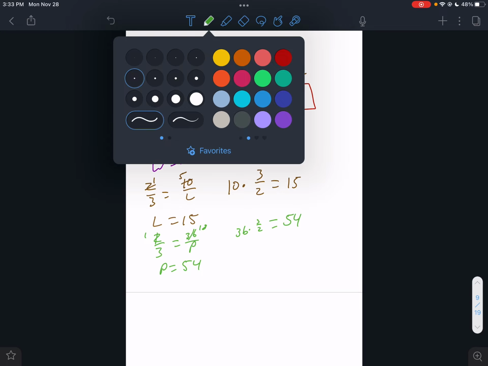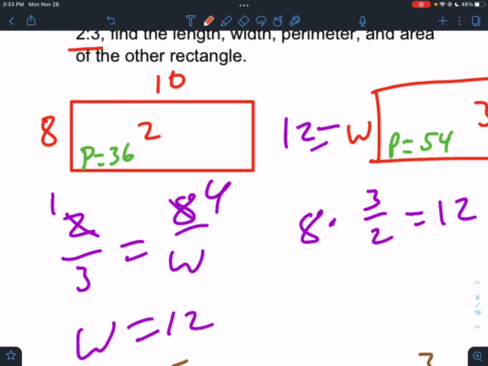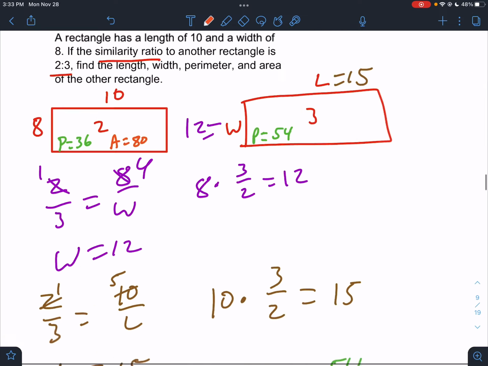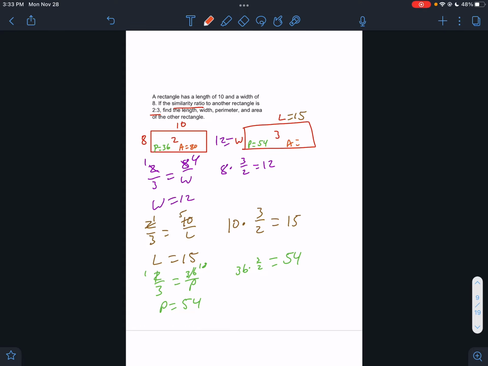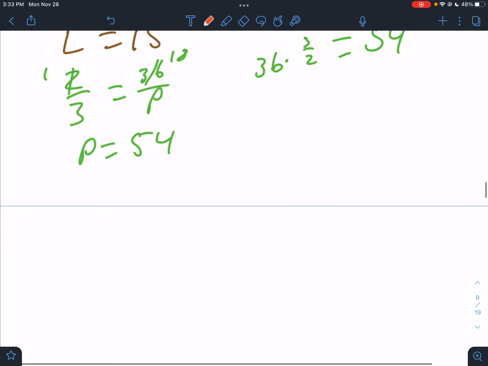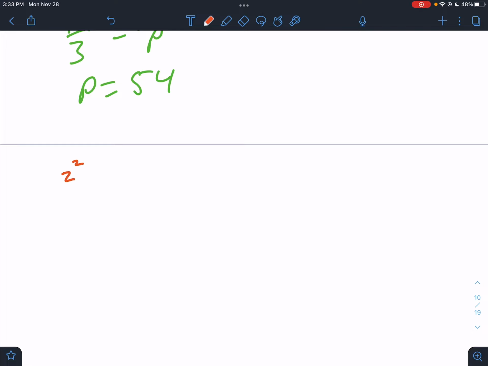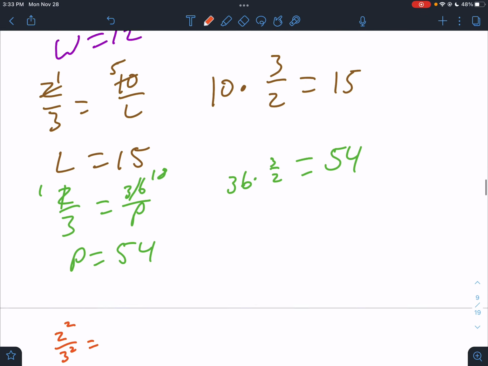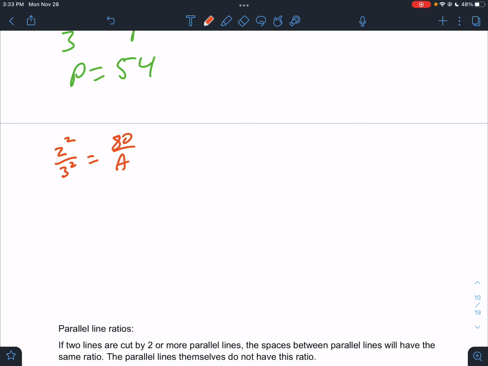All right. So now we're going to get a little bit messier. The area is 80. 8 times 10. So let's find the new area using our setups. It would be 2 squared over 3 squared. To work with area, you must square the ratio, equals 80 over A. Clean that up, that would be 4 over 9 equals 80 over A. If you don't square the ratio, it will not be correct. We're going to have to practice that a lot, but I showed you why earlier. It has to be this way.